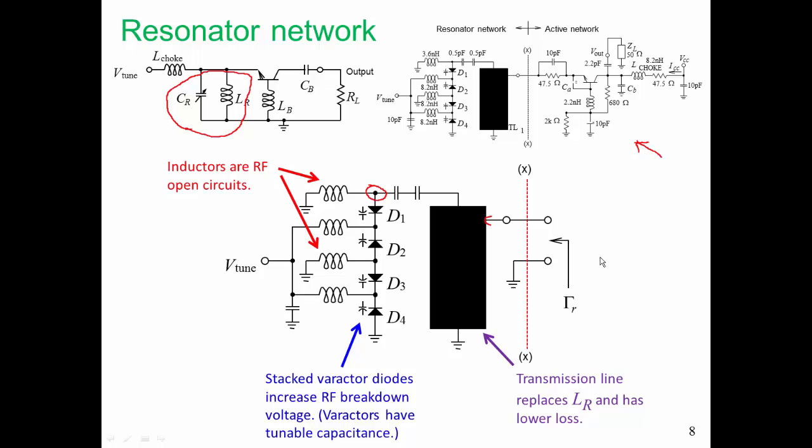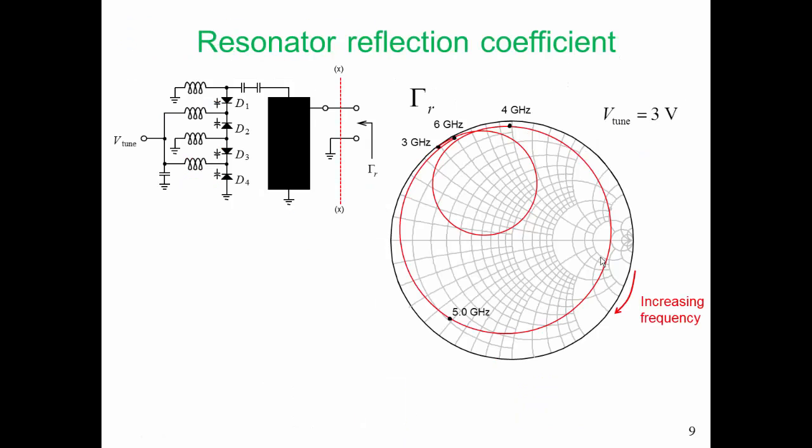So let's look at an interim stage in the design. This is actually fairly close to the final design. We're plotting here the reflection coefficient looking into the resonator network. You could say that we're plotting the admittance looking into the resonator network, but gamma R makes a lot more sense. So what we have here is a situation where we have a tuning voltage of 3 volts across our varactor diodes. We're looking at the reflection coefficient. Remember, we want our VCO to operate between 4.4 and 5.5 gigahertz.